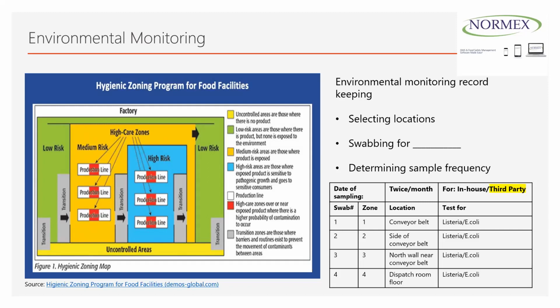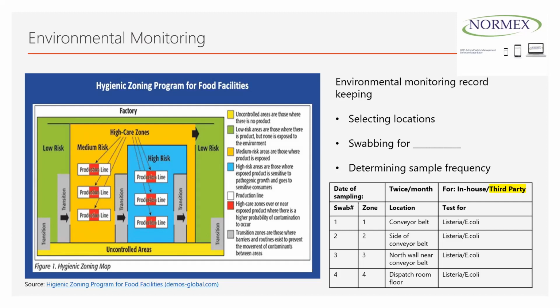So the other important thing is record keeping of the environmental monitoring, like what we are doing, how we are selecting the locations for collecting samples, what we are swabbing for, determining the sample frequency. So I just created a little table of how those records could be maintained. Date of sampling should be on every record, like when did you sample, what is the frequency. In this case, I just took an example of twice per month because there are so many locations and you can't cover all the locations in just one sample. Sometimes the facilities are too big.